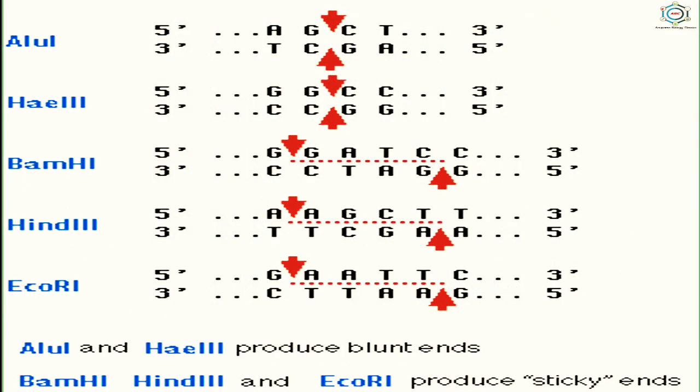A palindromic nucleotide sequence in the DNA molecule is a sequence of base pairs that reads the same when the orientation of reading is the same. For example, here you can see the following sequences, like AGCT and AGCT, from the 5' to 3' direction in both chains.